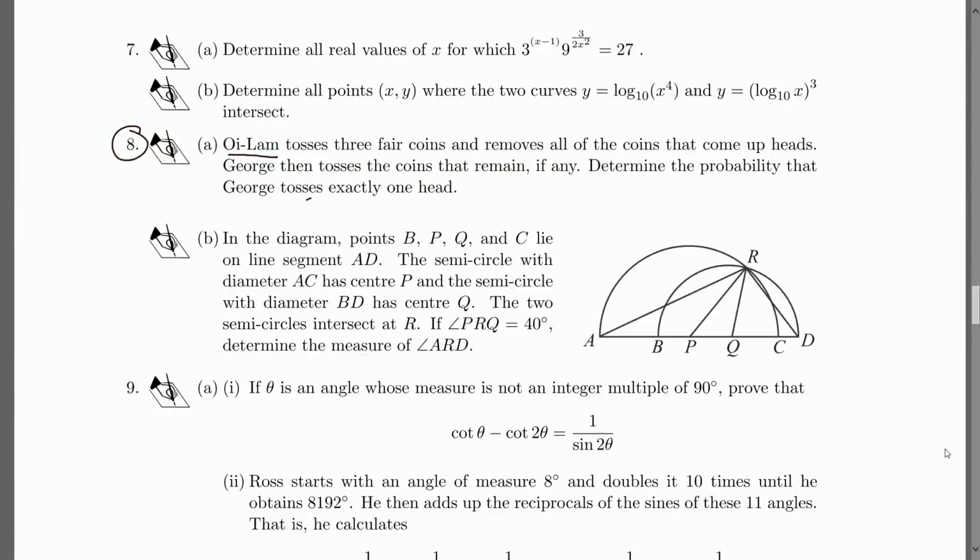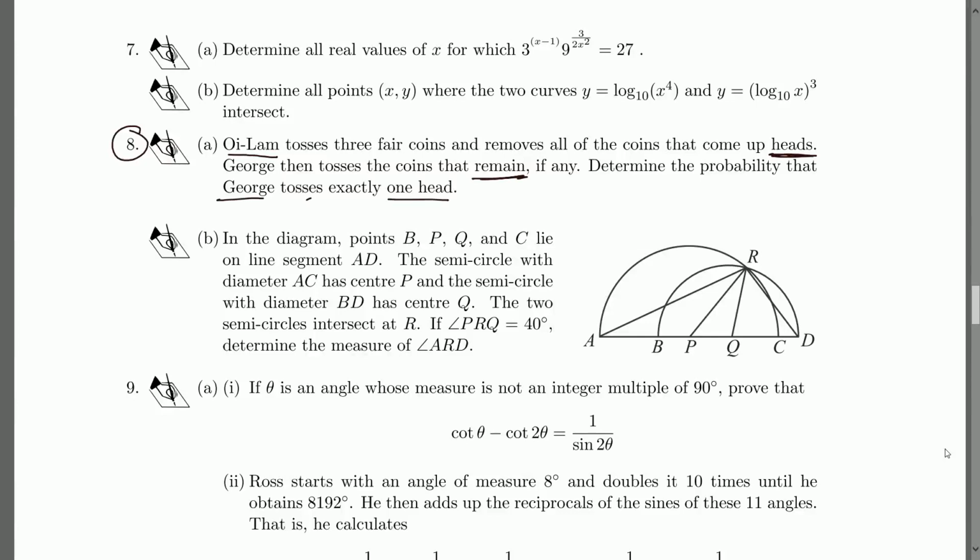Euclid tosses 3 fair coins and removes all of the coins that come up heads. George then tosses the coins that remain. Okay, so if Euclid tosses all heads, George doesn't toss a thing. If Euclid tosses 2 heads and a tail, George tosses 1 coin because of that tail. The other 2 heads got removed. Determine the probability that George tosses exactly 1 head.